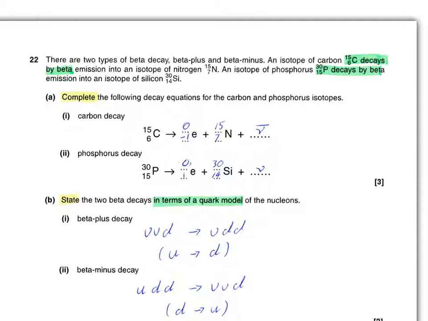An isotope of phosphorus decays by beta decay. Again, it's not saying which one, into an isotope of silicon 30. Complete the following decay equations for the carbon and phosphorus isotopes.